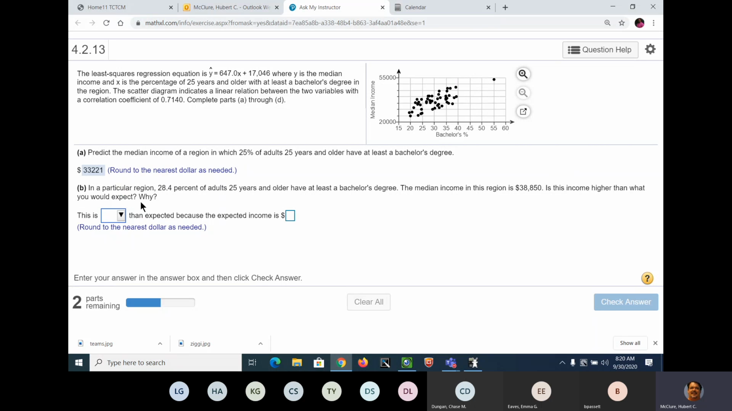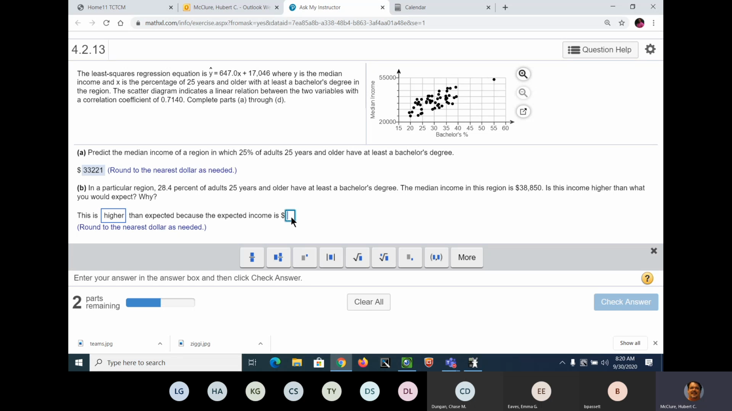Well, I got 35. Theirs is 38. So if we're talking about 38,850, because this is referring back to 38,850, does everybody see how this can be confusing? Because I think the second part of this question is very confusing. It says it is higher than expected because the expected income is $35,421.